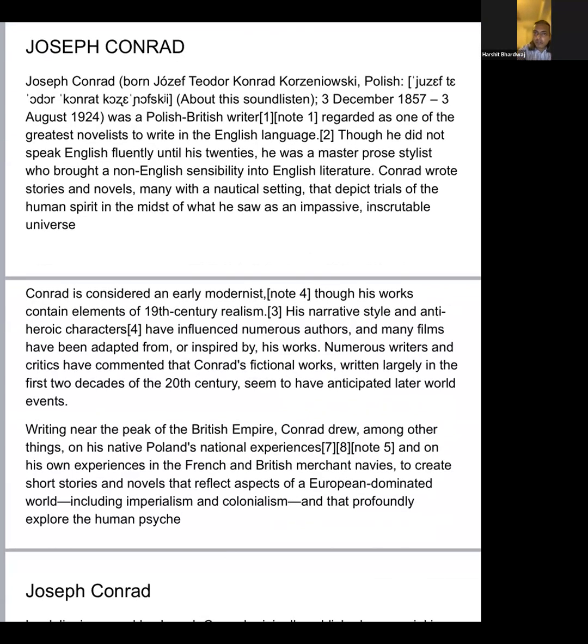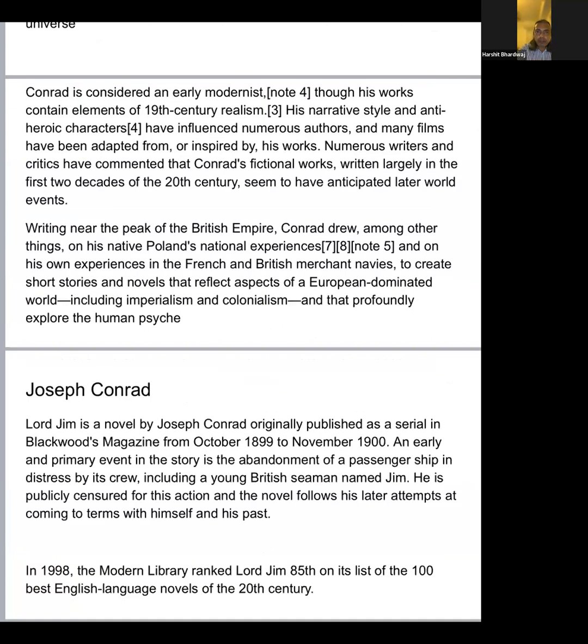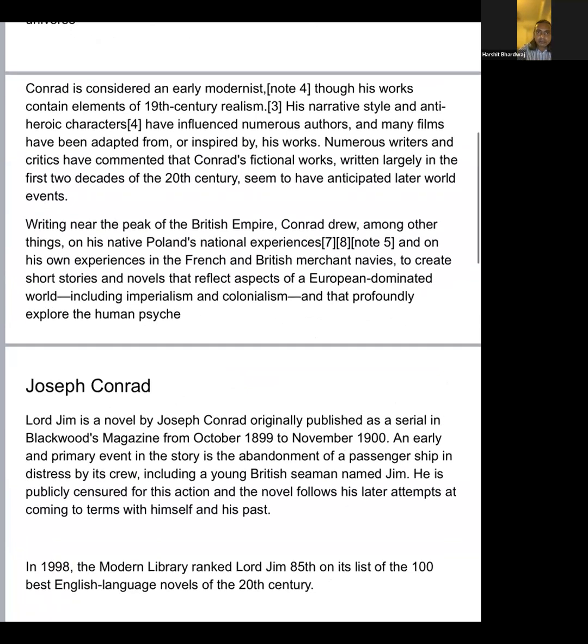As I said, he was born in Poland, 1857. So he grew up in Victorian Europe. And he wrote in many languages. One thing that's relevant to us is he is considered to be an early modernist. We'll try to find out some elements of modernism from this text.